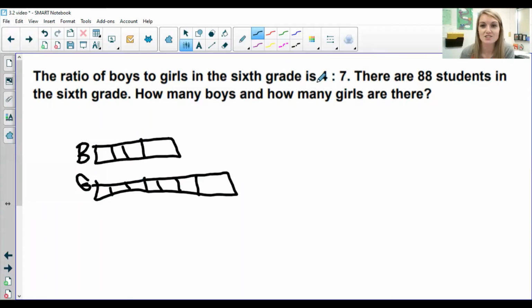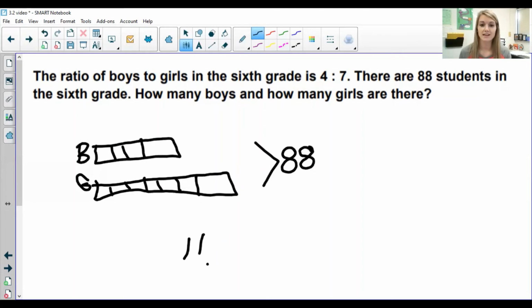There are 88 students in the 6th grade. So this is another one. This is total, right? Combine the boys and girls, we're going to have how many students? 88. We need to figure out how much each of these boxes are. So we need to fit 88 and split it up into this many pieces. How many pieces is that? What's 4 plus 7? 4 plus 7 is 11. So I have 11 total pieces.